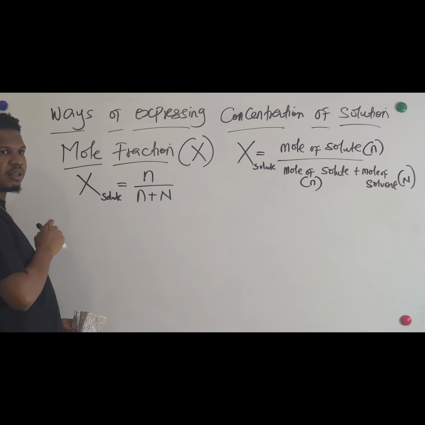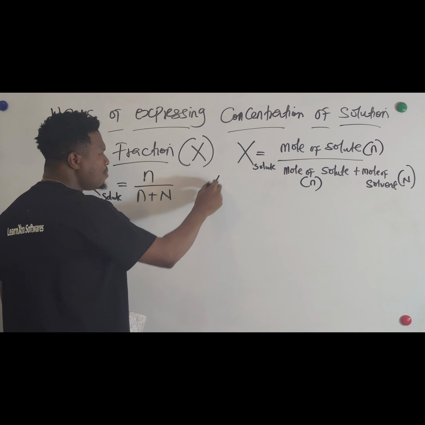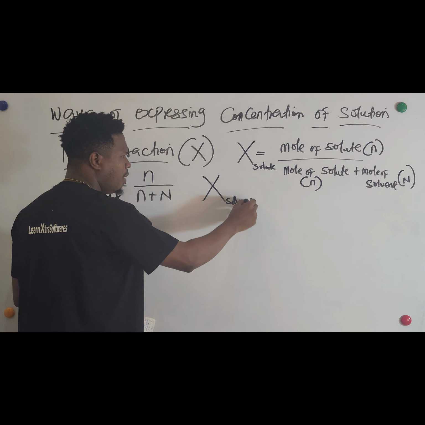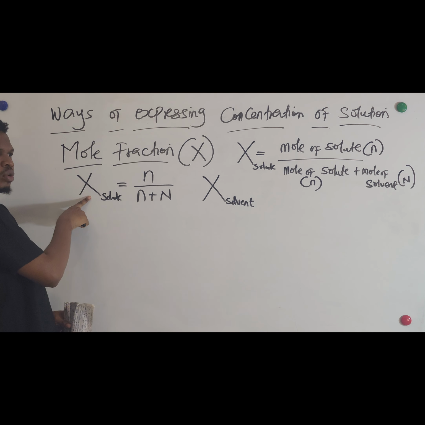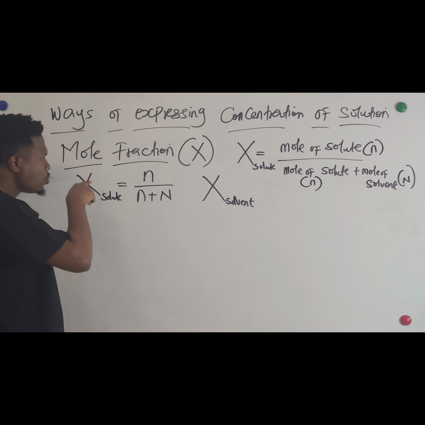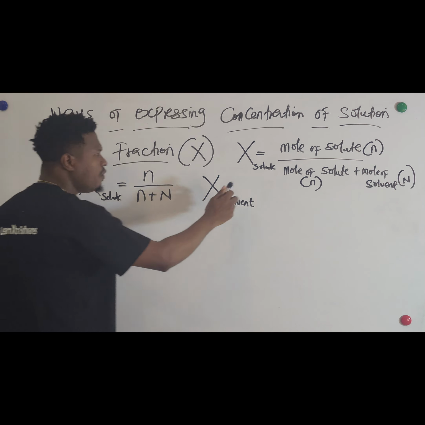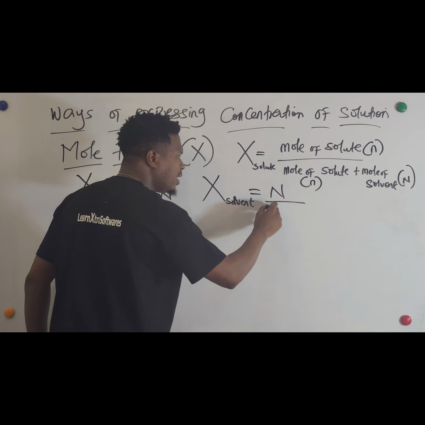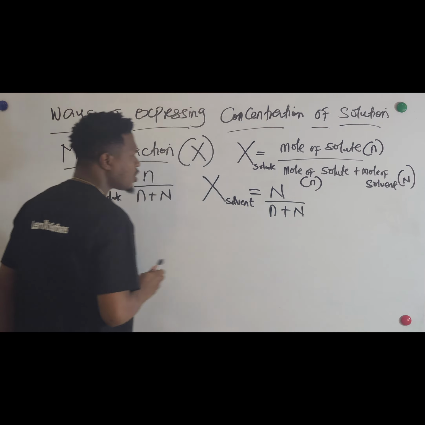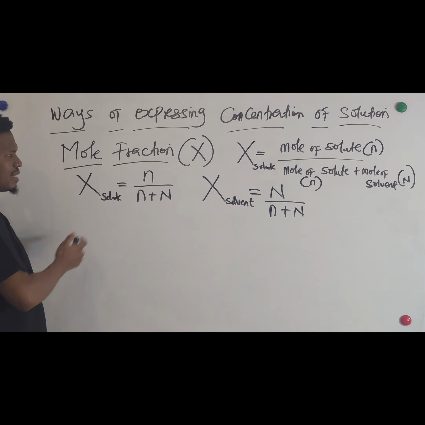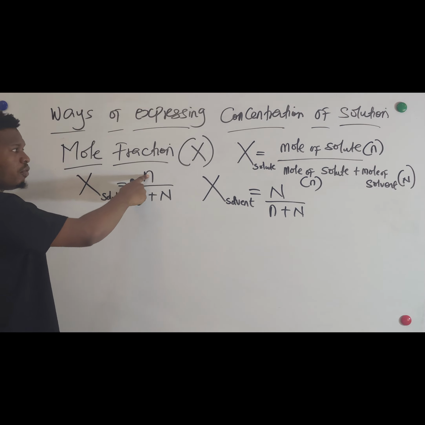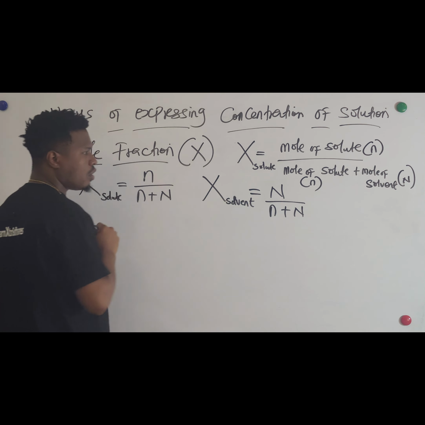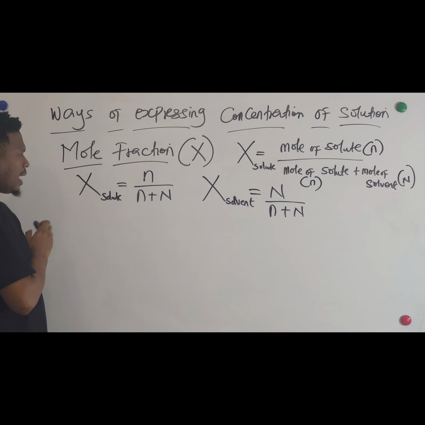Now, what if you are told to find the mole fraction of the solvent? Remember, all we have gotten so far is the mole fraction of the solute. The mole fraction of the solute is this over this. That of the solvent will become the mole of the solvent over the total number of mole again. Spot the difference. The difference lies in what's at the numerator. For here we have mole of the solute, but for here we have the mole of the solvent.